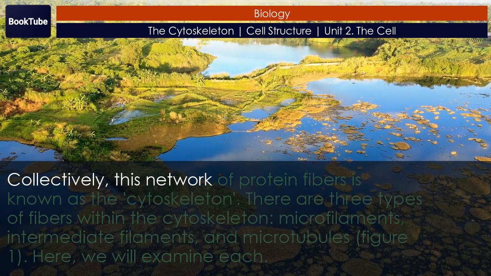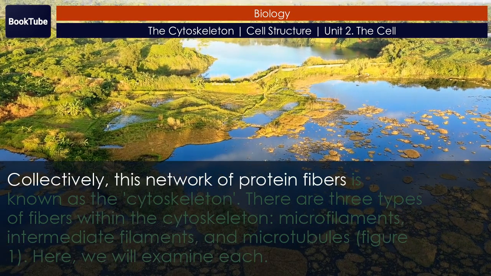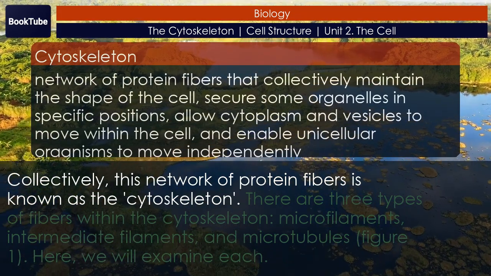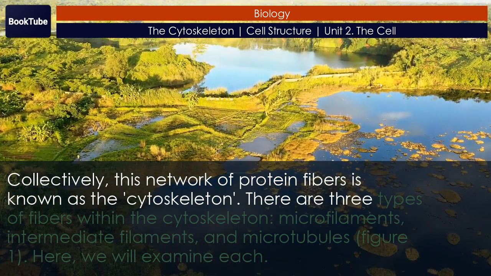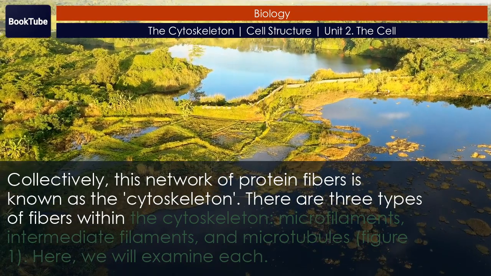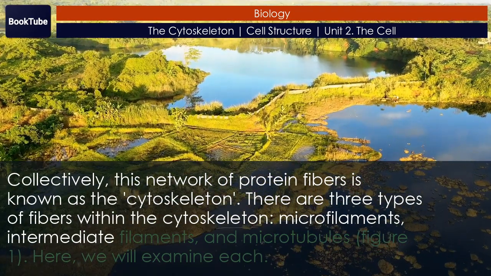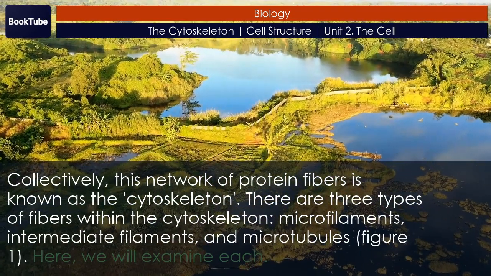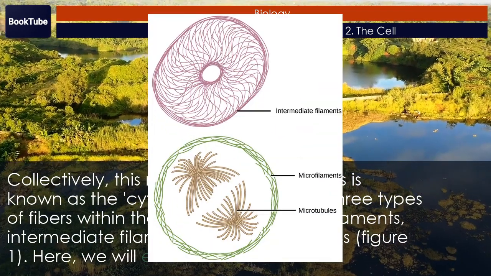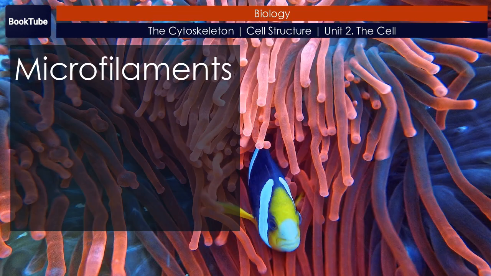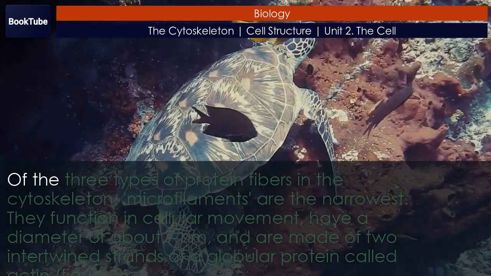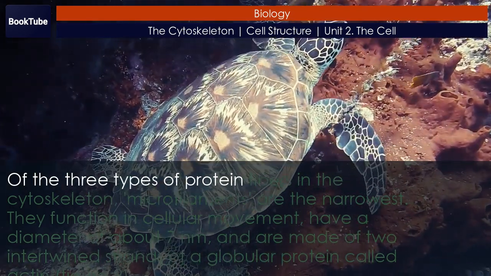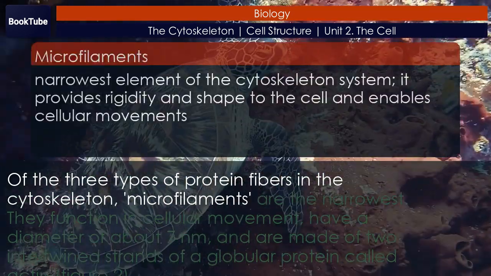Collectively, this network of protein fibers is known as the cytoskeleton. There are three types of fibers within the cytoskeleton: microfilaments, intermediate filaments, and microtubules. Figure 1. Here, we will examine each. Microfilaments. Of the three types of protein fibers in the cytoskeleton, microfilaments are the narrowest.